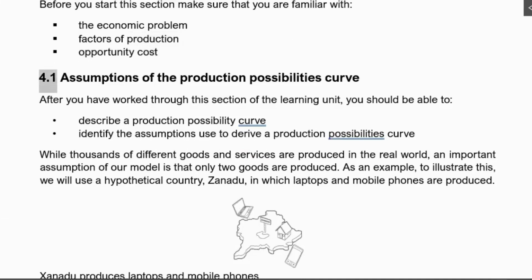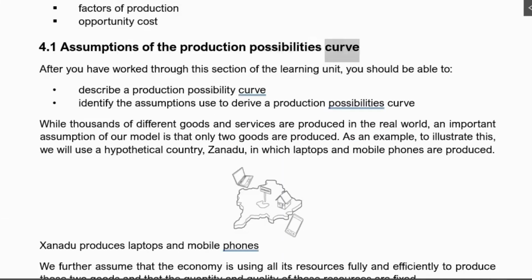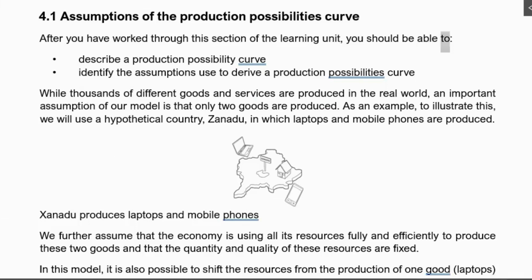4.1 Assumptions of the production possibilities curve. After you have worked through this section of the learning unit, you should be able to describe a production possibility curve and identify the assumptions used to derive a production possibilities curve.